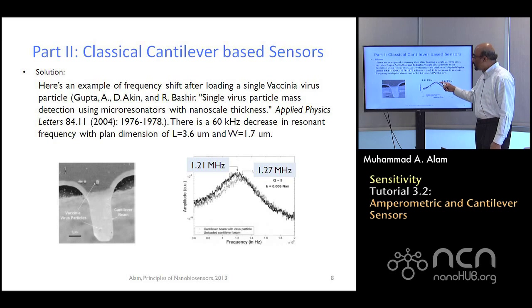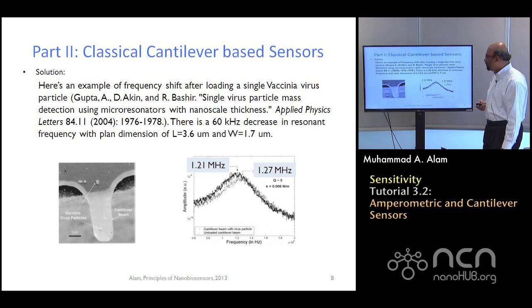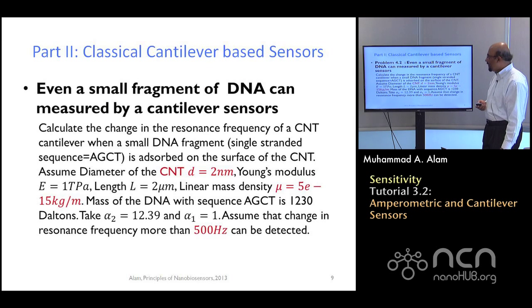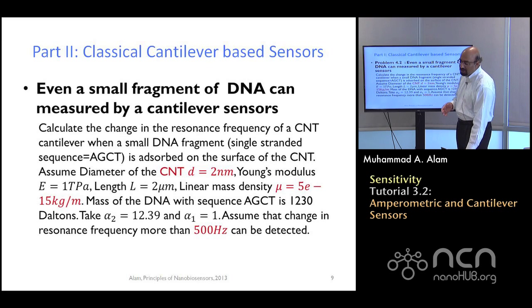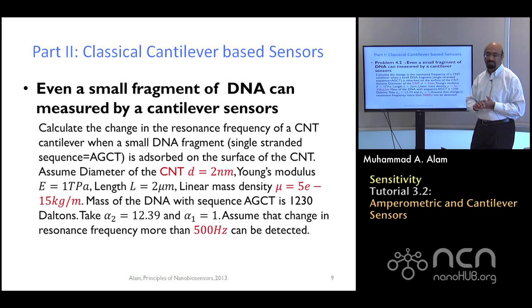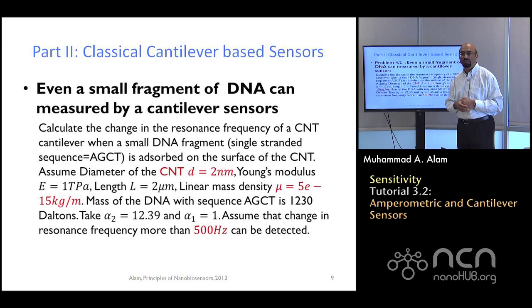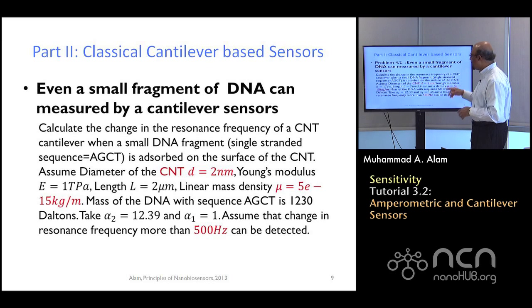Now, if you could somehow improve the noise of such a system, then in principle you can even detect a single DNA base pair. Let me show you what might be possible. All right, so let's assume that you want to measure even something smaller. How small can you go? So here is an example.